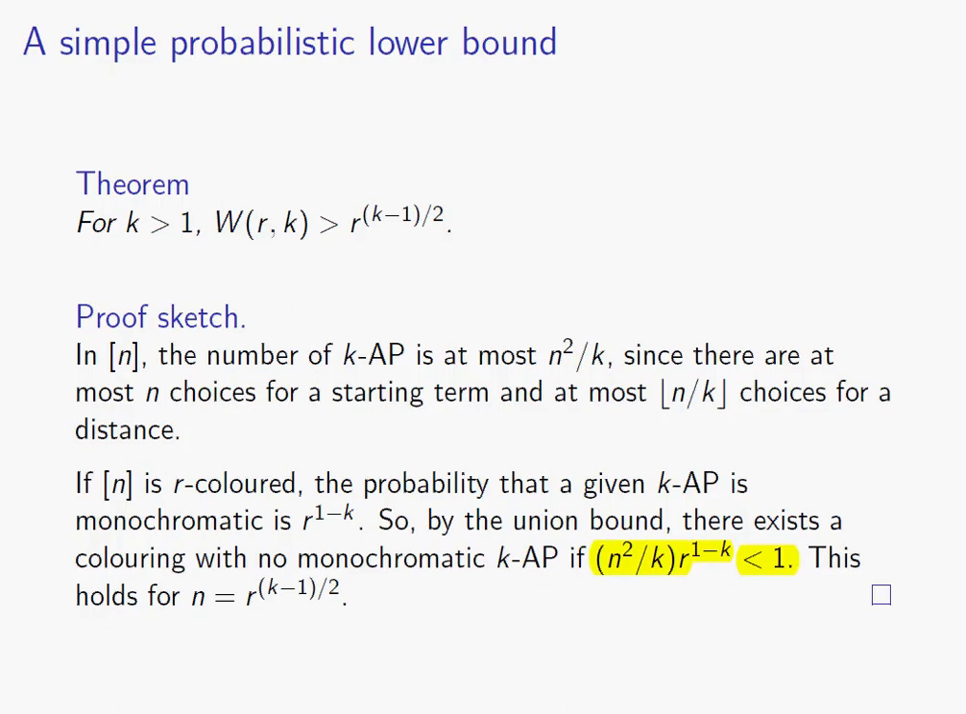Therefore, when this inequality holds, namely n squared over k times r to the 1 minus k is less than 1, we'll be guaranteed there exists a good coloring, where by good we mean a coloring in which there are no monochromatic k-term APs. And that inequality holds for n equals r to the power k minus 1 over 2, which is the lower bound we wanted to show.